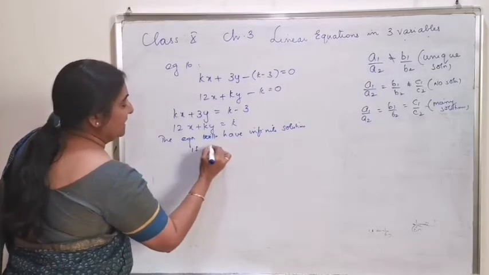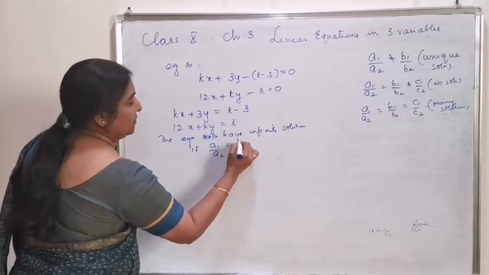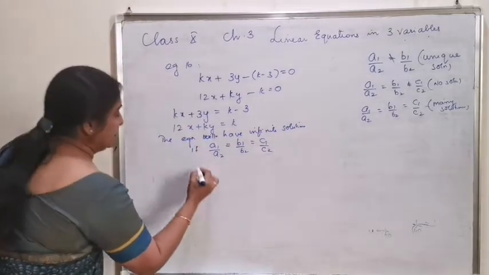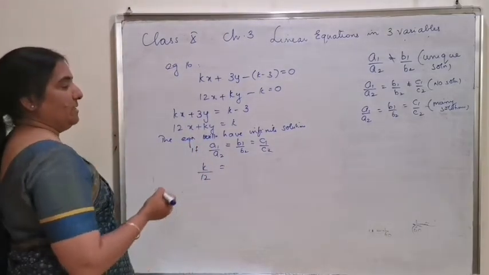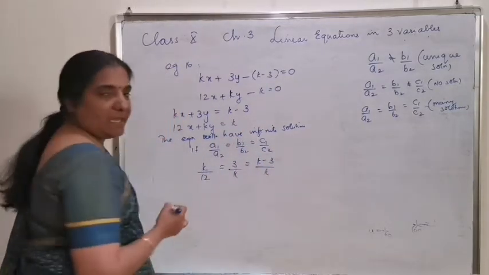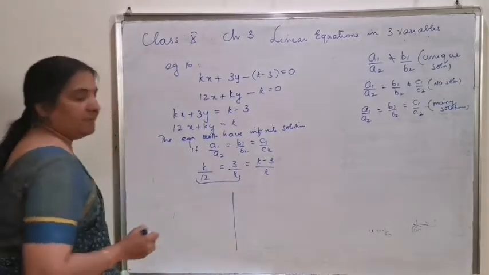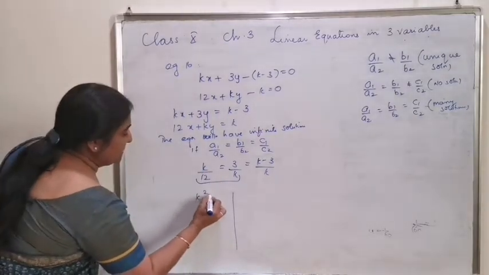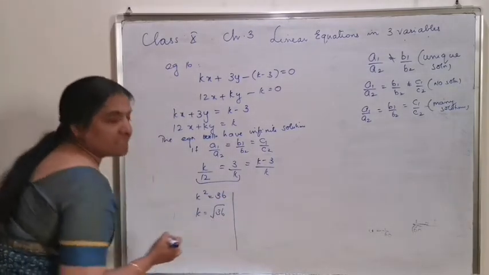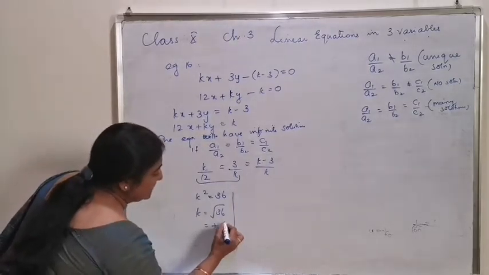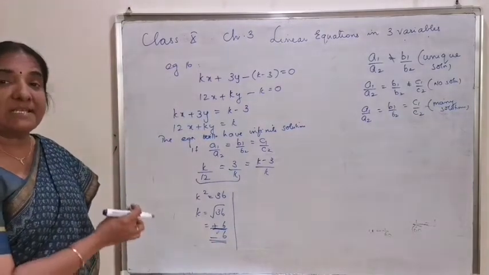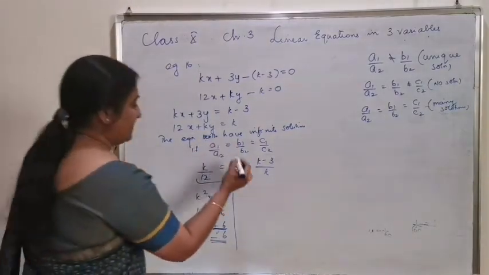if the condition is a1 by a2 equal to b1 by b2 equal to c1 by c2. That is, k by 12 is equal to 3 by k is equal to k minus 3 by k. From the first pair, by cross multiplication, k square is equal to 36, k is equal to square root of 36, which is plus 6 or minus 6. The values can be either plus 6 or minus 6.